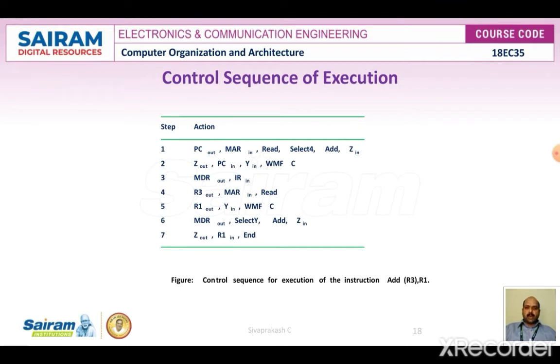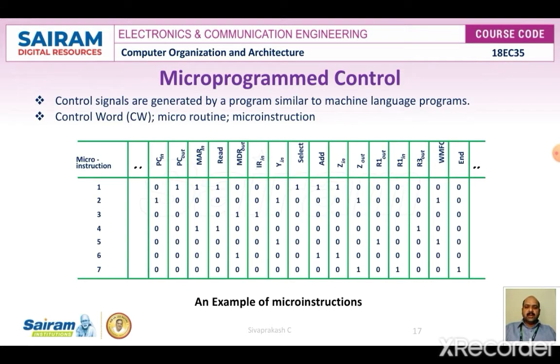Here the control sequence produces 7 steps: step 1, 2, 3, 4, 5, 6, 7, each with its equivalent actions. Step 1 consists of the actions PC out, MAR in, read, select 4, add, Z in. These instructions get fetched in this particular example.